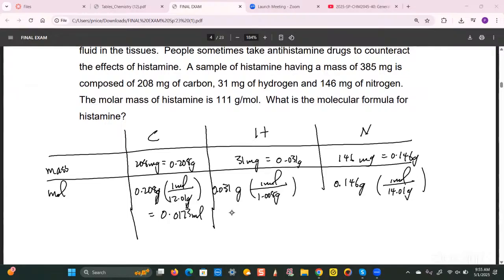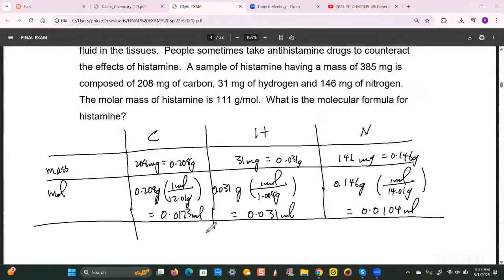And this will equal 0.031 moles, right? And then in the case of 0.146 divided by 14.01, according to my calculation, this will equal 0.016 moles, all right? Okay, and what do we do in the next step? Can anybody tell me?